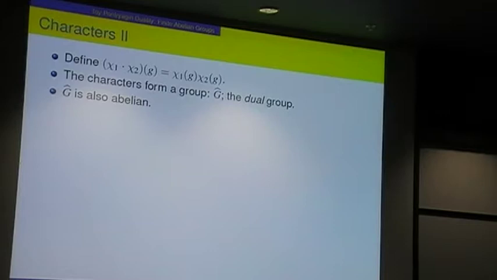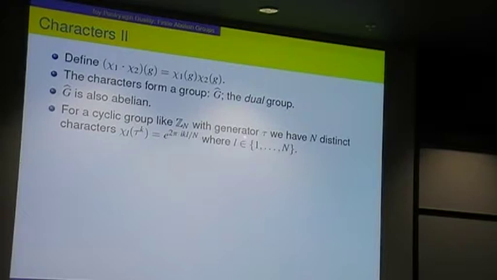Now, if you take a cyclic group like Zn with generator tau, we have just n distinct characters. So this is easy to verify. Okay? And the characters are just those. So you're basically raising your basic generator to different possible integer powers. And these define the n distinct characters that you can have. So in this case, the group is isomorphic to its dual group for cyclic groups. Definitely not the case for arbitrary abelian groups. Okay, so that's what I just said.